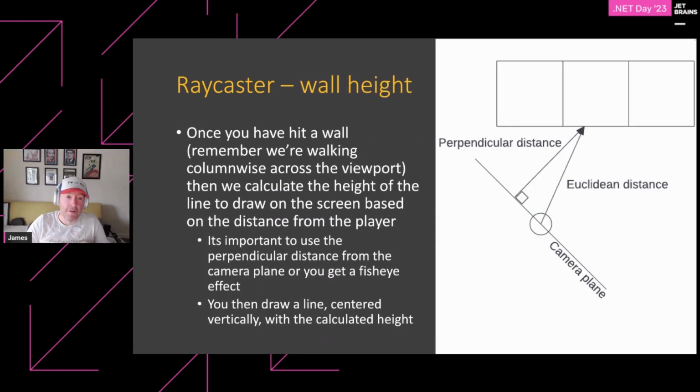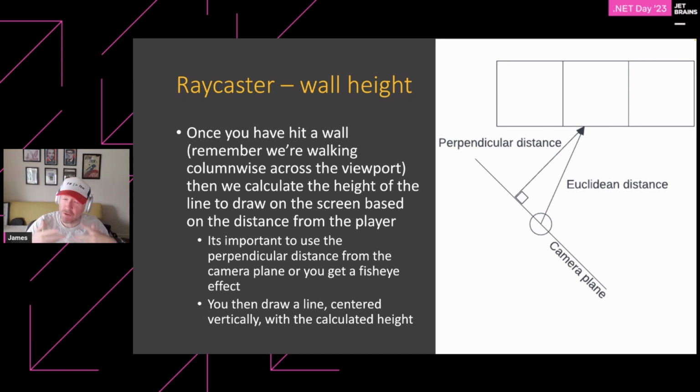Once we've hit a wall, we need to figure out how high the wall is to display. So you think about the Wolfenstein view: we need the sense of perspective. The further away things are, the smaller they are. So we need to calculate that height.